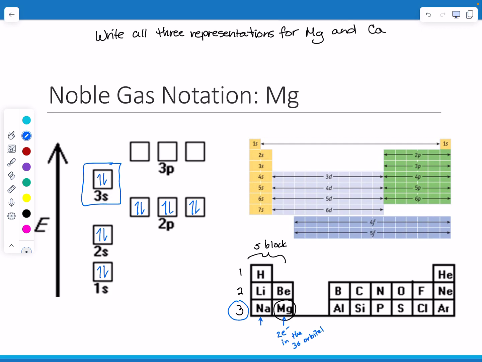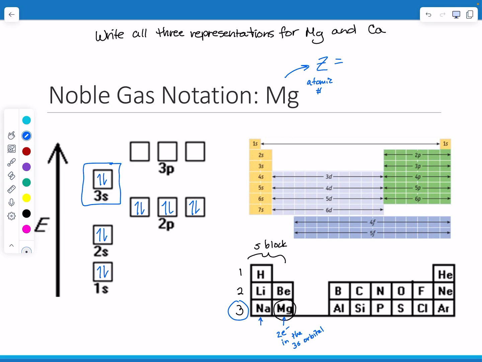All right, now we're just going to do a check and make sure that this is consistent with our atomic number. So what is the atomic number of magnesium? Remember, this is our atomic number.